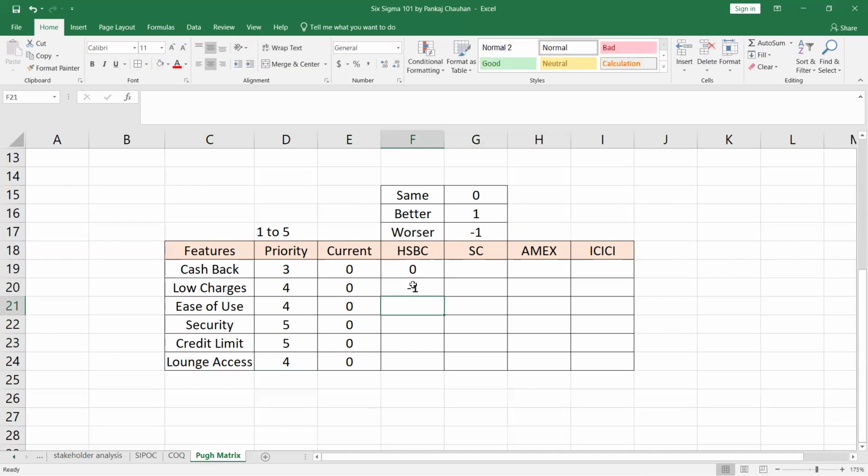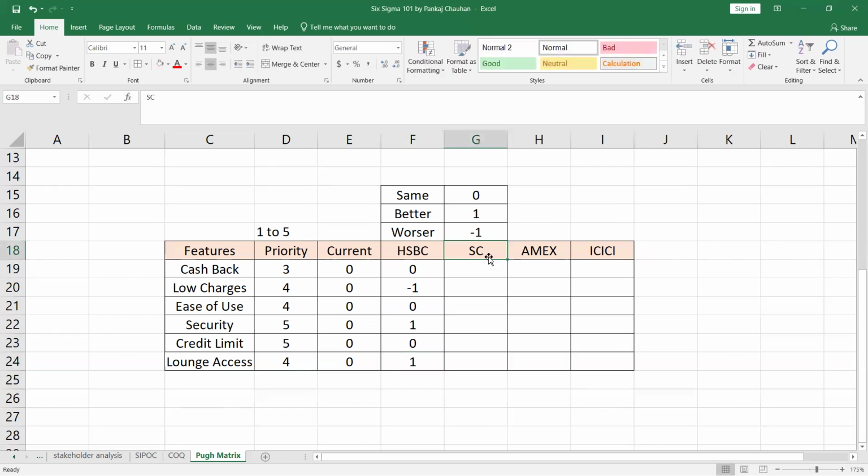Ease of use, let's say it is again everywhere, maybe you can use. So let's remain same. If security is better for HSBC compared to current, then it's a +1. If the credit limit they are giving is the same, that means 0. If they are giving better, so +1, or they are giving less credit limit than your expectations, so -1. So let's say they are giving you the same credit limit as expected, so 0. And they have really good lounge access, better than your expectations, so +1.